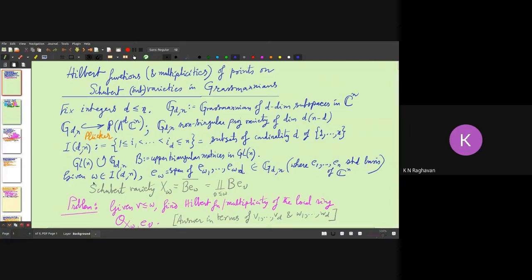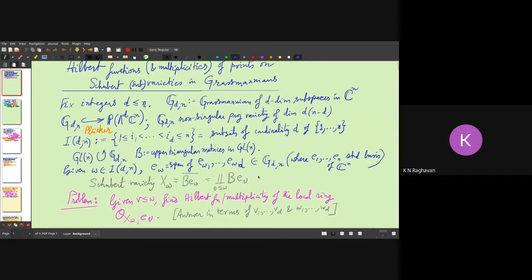And given an element w of I_{d,n}, we can define e_w to be a particular point on this Grassmannian, namely the span of e_{w_1} through e_{w_d}, where e_1 up through e_n are the standard basis vectors in C^n. So you fix the standard basis vectors, and w_1 through w_d are some integers between 1 and n. So it makes sense to talk about this particular subspace of C^n. It's d-dimensional and therefore defines a point on the Grassmannian.